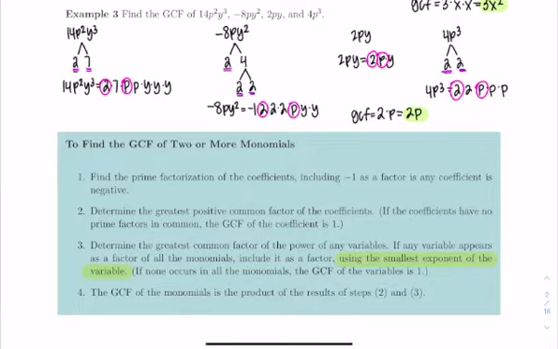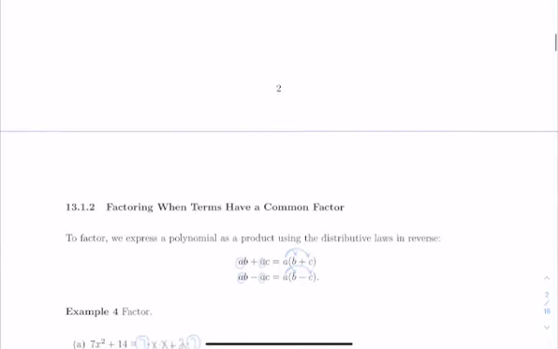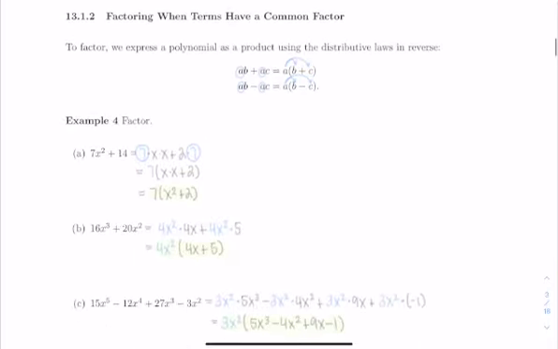So to factor, we express a polynomial as a product using the distributive laws in reverse. As a reminder, we've been looking at the right-hand side, and we would distribute the a to both pieces. But now what we're doing is we're looking at the left-hand side and turning it into the right-hand side. If you look at these two individually, you could say they both have an a in common, and so you could pull that out front, and whatever is not circled would stay inside the parentheses, because this is their GCF.